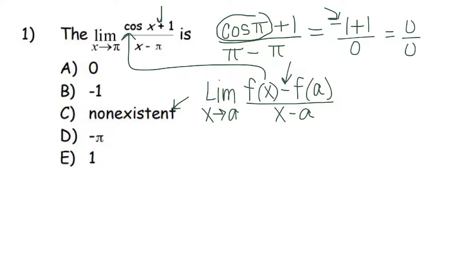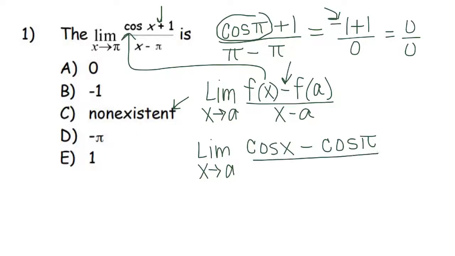So really what I have here is the limit as x approaches a of, let's say, cosine of x minus cosine of pi all over x minus pi. That's really what we had originally, and really we could change that a there. Let's go back and change that to pi, because that's really what's going on here. And notice again, that fits very neatly into that definition of a derivative.